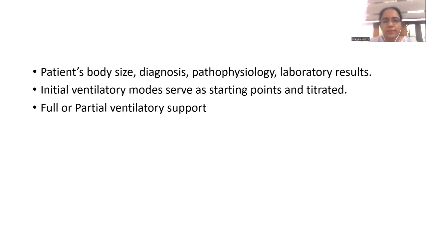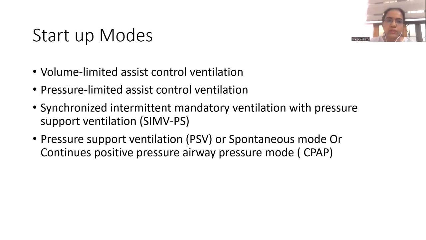This depends on the patient's body size, diagnosis, pathophysiology, and laboratory recordings. The initial ventilatory modes we put the patient on only serve as starting points, and they are titrated to achieve the required targets. The patient might need full or partial ventilatory support. Depending upon those things, the patient can be put on initial ventilatory modes. So now the startup modes are volume control ventilation, pressure control ventilation, synchronized intermittent mandatory ventilation, and pressure support ventilation.